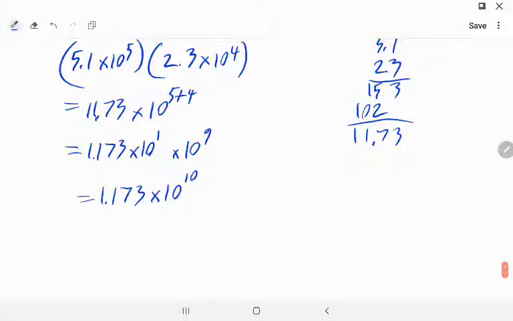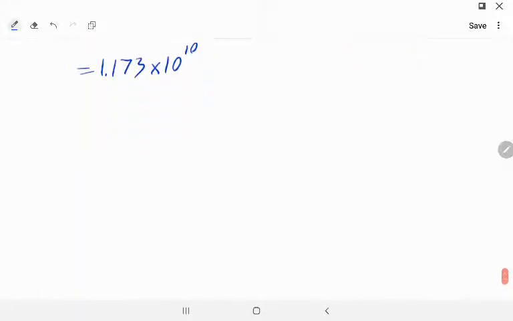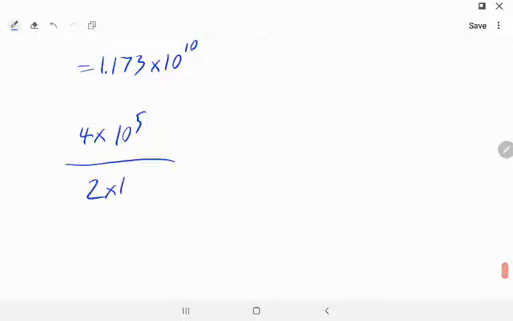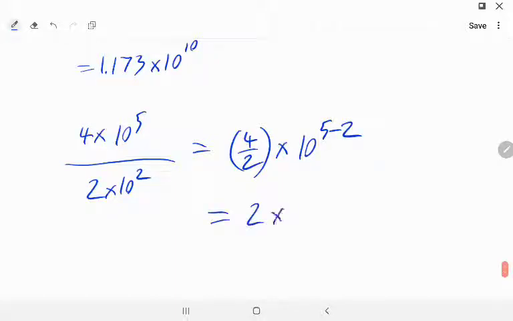And then similarly, we can do that with division. If we had 4 times 10 to the 5th divided by 2 times 10 squared, we're going to get 4 divided by 2 times 10 to the 5 minus 2, and so we just get 2 times 10 to the 3rd.